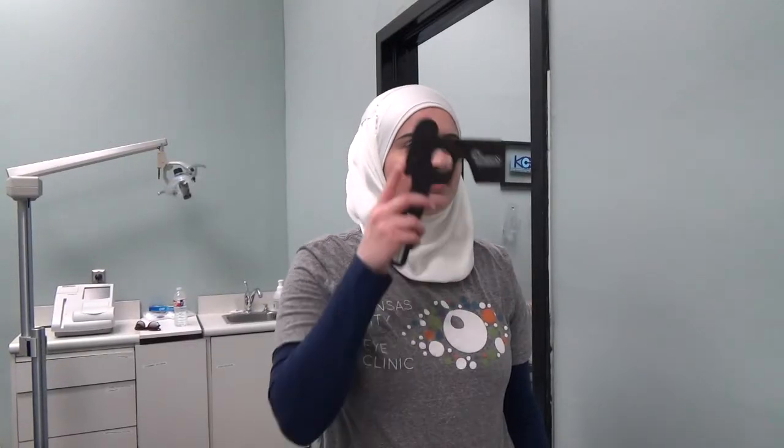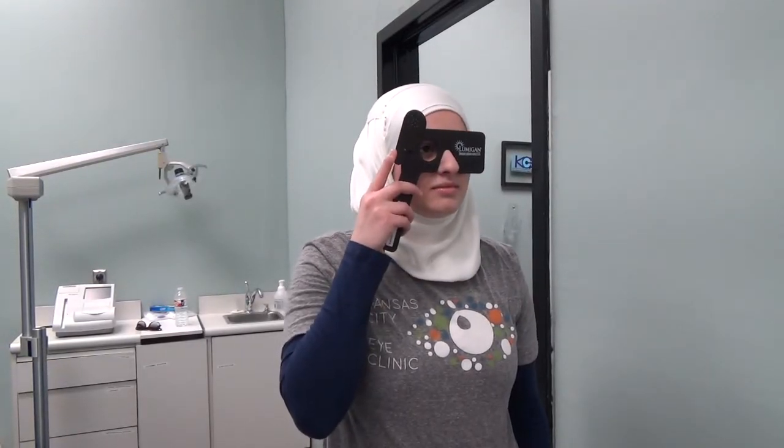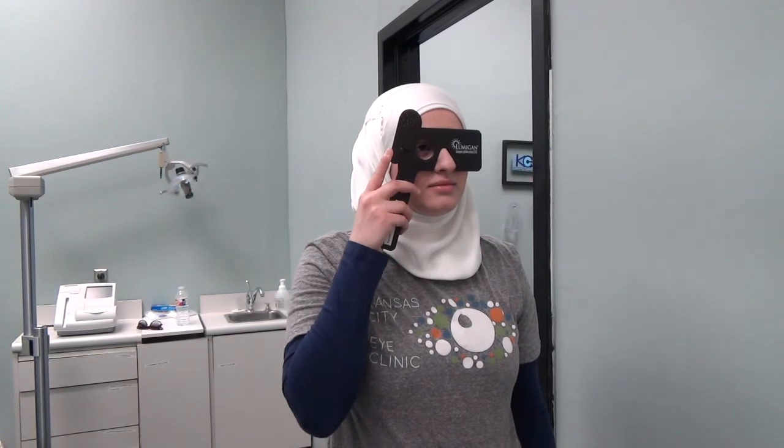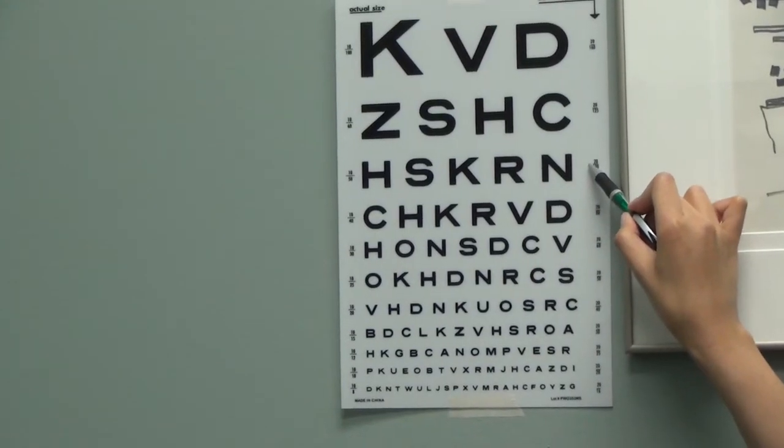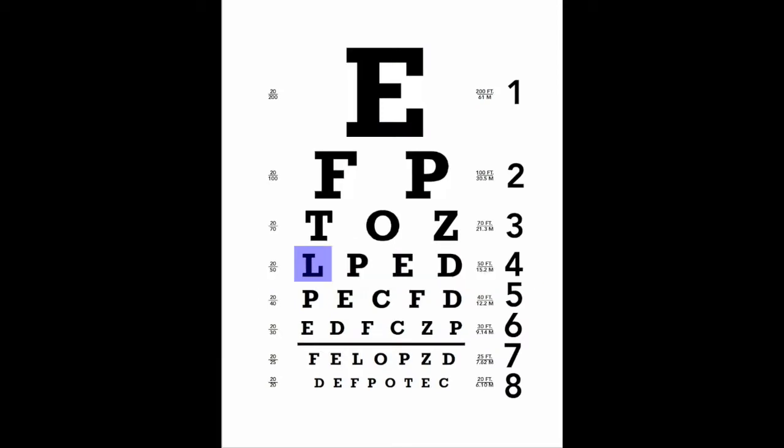Hand the patient the occluder covering the patient's right eye first. Make sure the pinholes are up and out of the patient's view. Start with a middle line on the Snellen chart, point towards the first letter in a line, and ask the patient to read the line out loud going left to right.